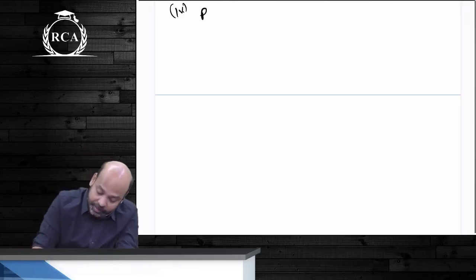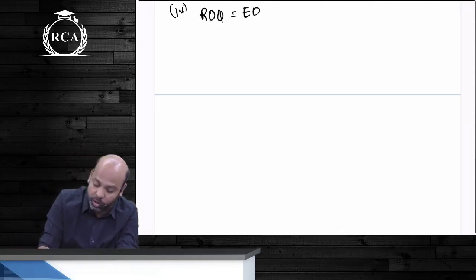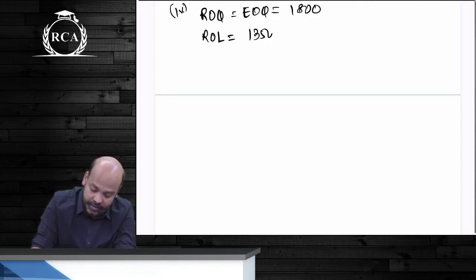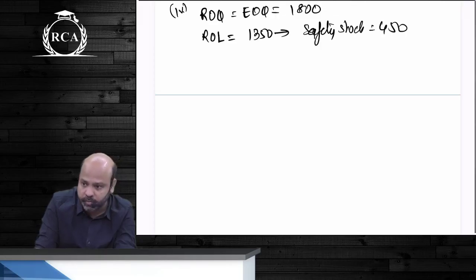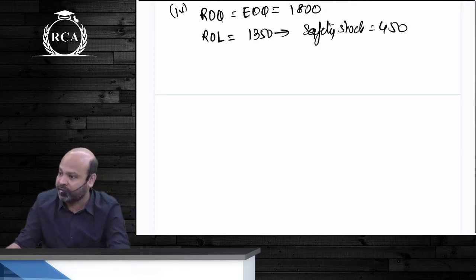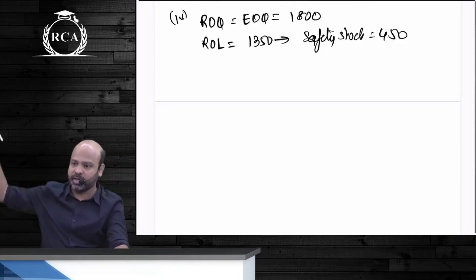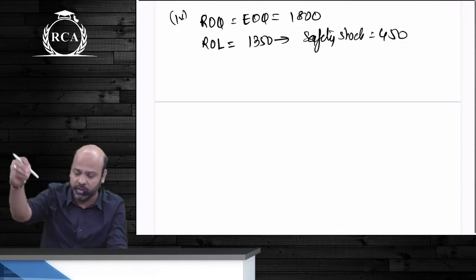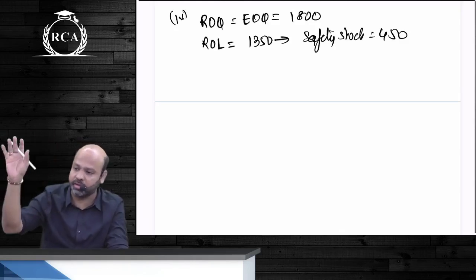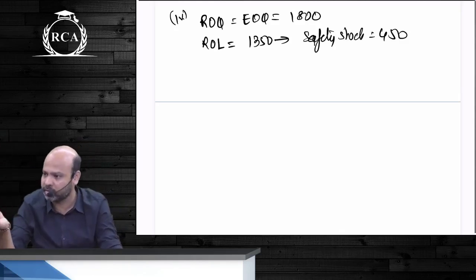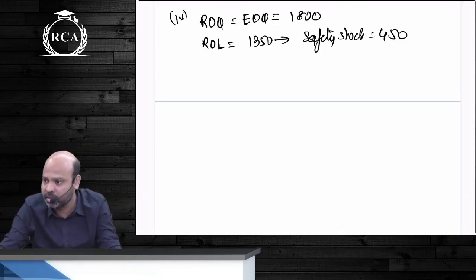Guys, अपना ROQ guys is EOQ. How much is that? 1800. अपना ROL guys will be 1350, which includes a safety stock of 450 units. Safety stock will only and only impact what? Guys, ये questions ना बेटा उतने common नहीं थे, but recently 1.5 years से you've started seeing the safety stock वाले questions बेटा here and there. That means the concept is now important.